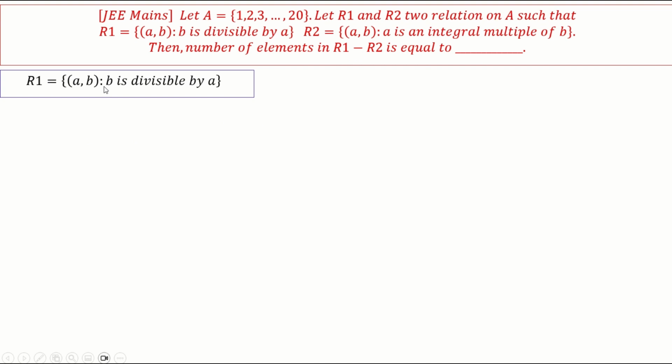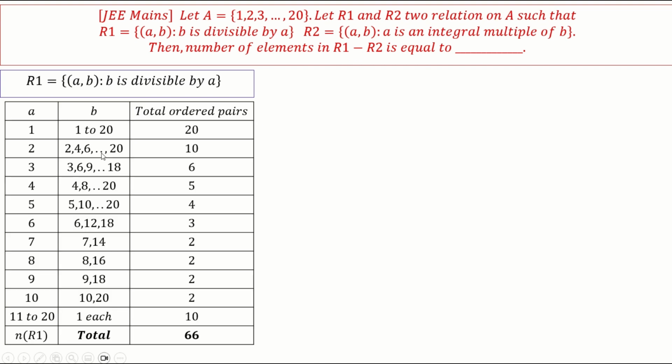Okay, R1 is where B is divisible by A. Correct? So if A is 1, B can be any of 1 to 20, all 20, correct? All 20 are possible because all 20 are divisible by 1, right? So 20 ordered pairs will be there, okay? When A equals 2, you have only even numbers, basically 2, 4, 6 up to 20, so 10 possibilities are there. B can be any of these 10 values. If it is 3, you have 6 values, 3, 6, 9 up to 18.